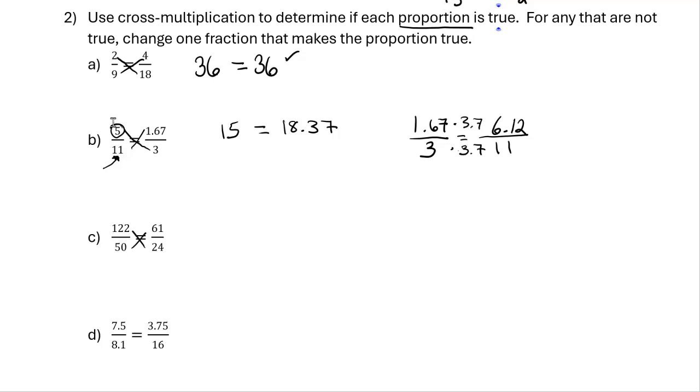So I'm going to multiply. I get 24 times 122, which gives me 2,928. And then I multiply 50 times 61, and I get 3,050. So again, they're not the same. They're not as far apart as the previous. Oh no, I guess they are. Percentage-wise, maybe not quite. But anyway, they're not the same, so that means that our proportions are not true.